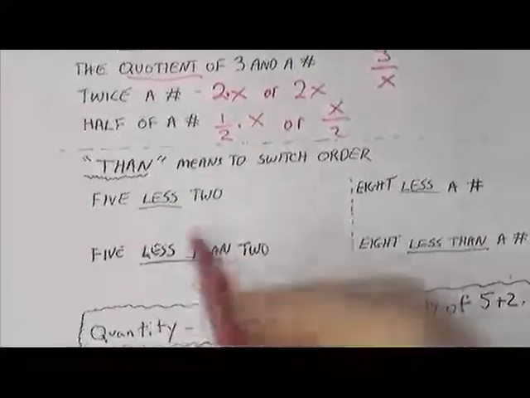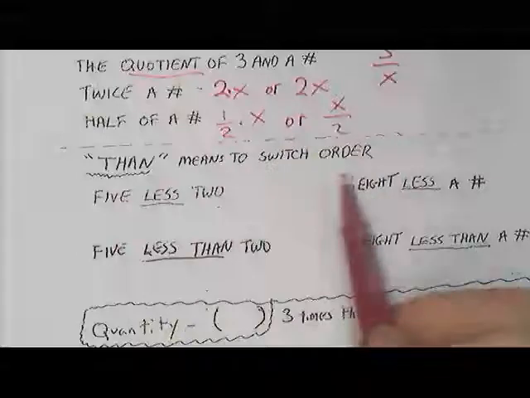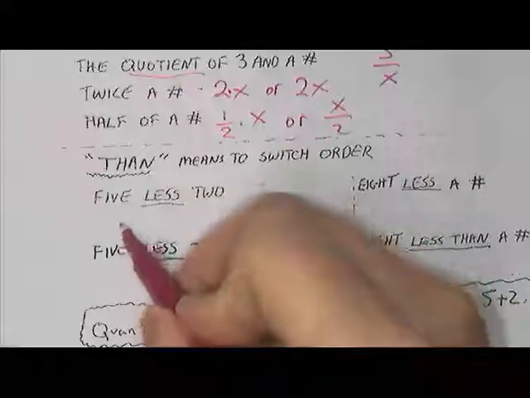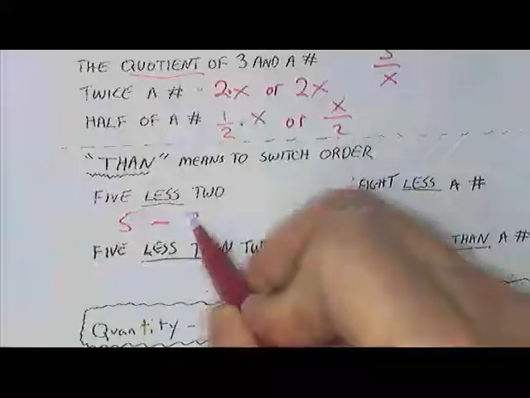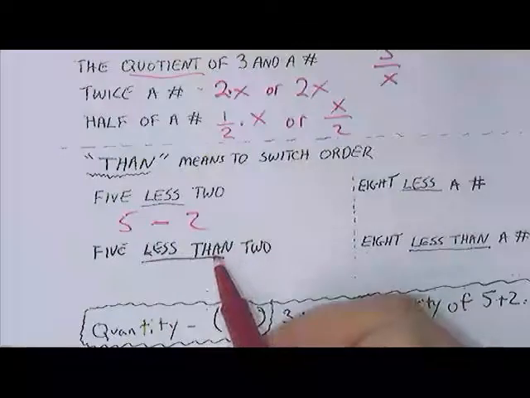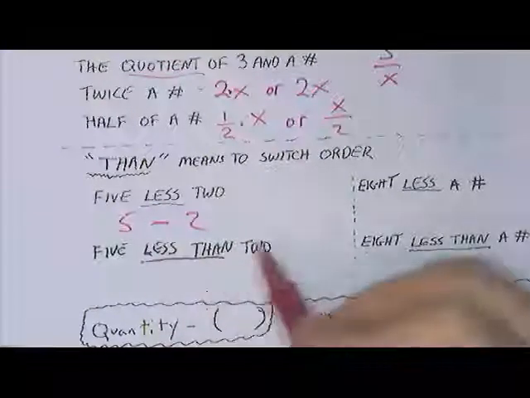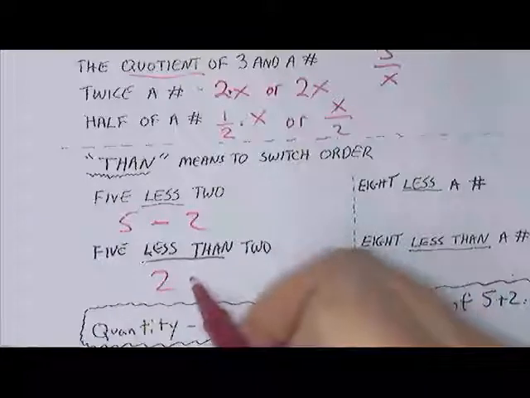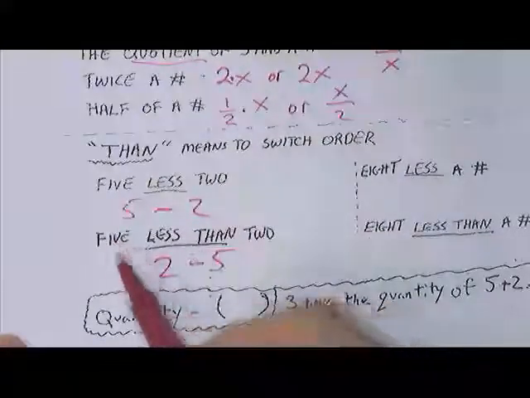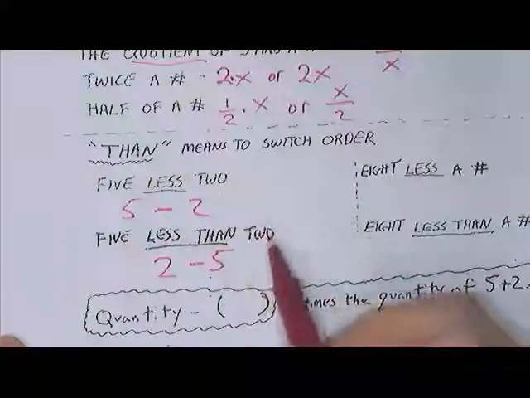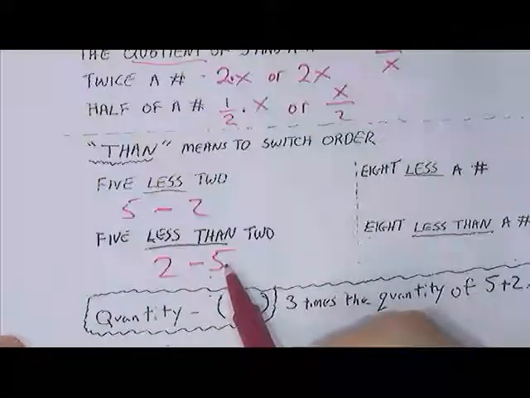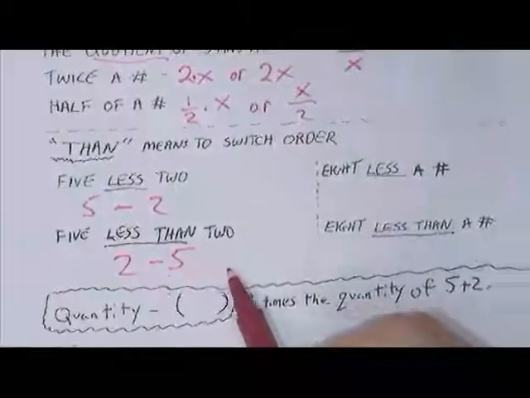Then we have this word than. And than means to switch the order. It's a little confusing, but 5 less 2. Well, that would just be 5 less is minus 2. But if it's 5 less than 2, you need to switch the order. So it would be 2 minus 5. Why is that? Because it's saying 5 less than this number. 5 less than that number. So it's that number, take away 5. A little confusing.